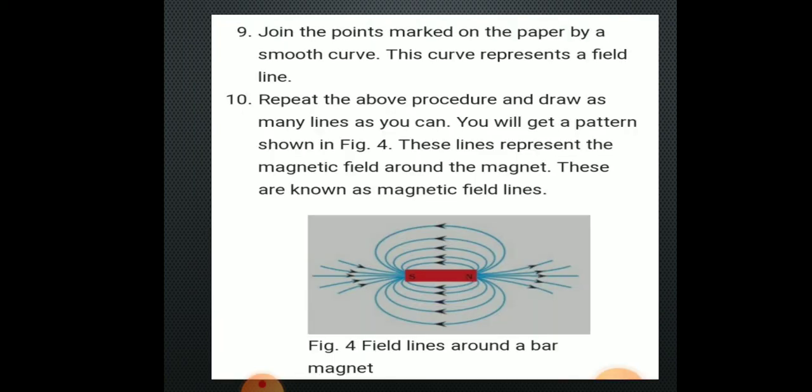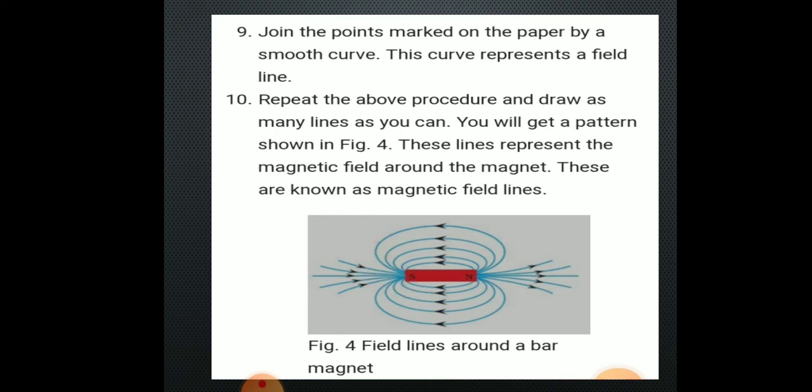Okay. So join these points and mark on the paper by a smooth curve. This curve represents a field line. Repeat the above procedure and draw as many lines. Again start from the north pole at a different position. Repeat the same procedure and you are going to get a number of field lines.